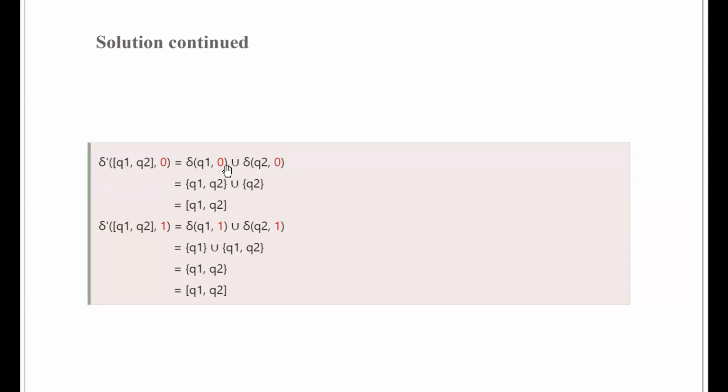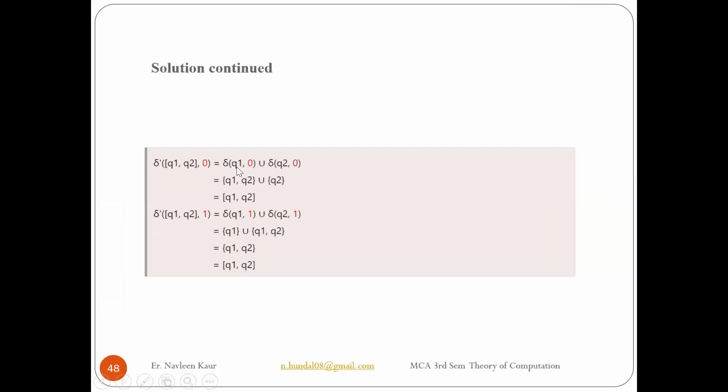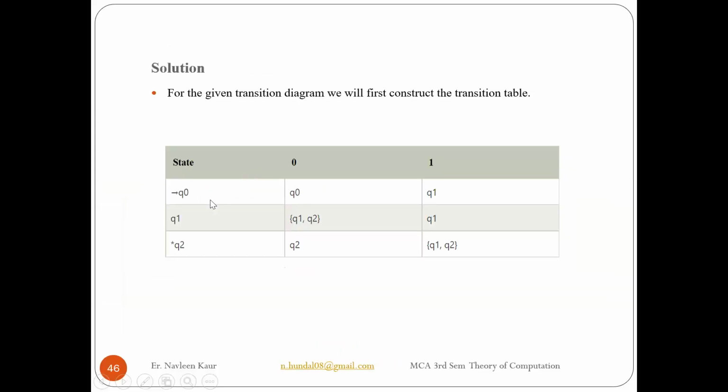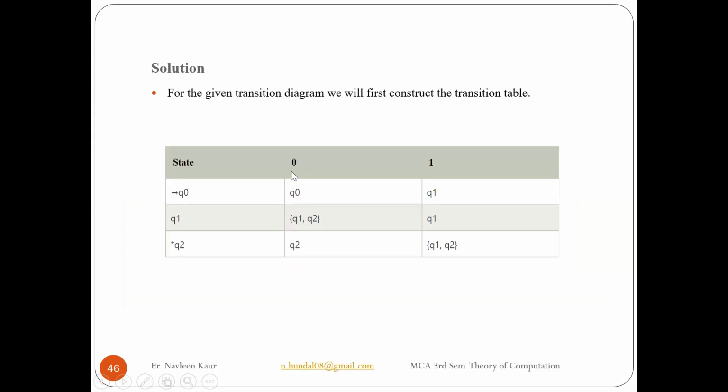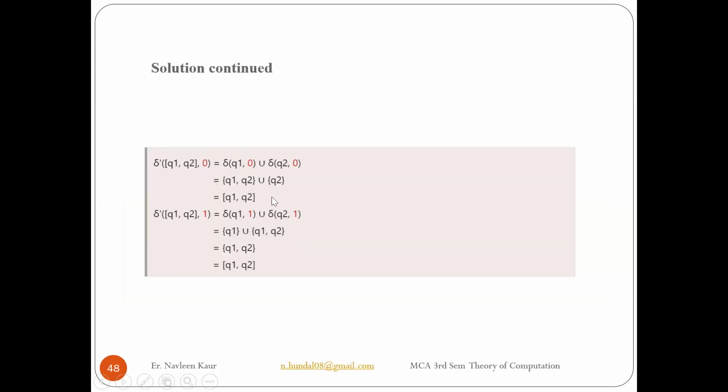Okay, so Q1 with 0. From where can I get the value of Q1 with 0? I have to go back here. Q1 with 0 gives me Q1 comma Q2, so I am writing Q1 comma Q2 here. And Q2 with 0 gives Q2 only. So there is a combination of Q1 comma Q2 union Q2. Whenever there is a union between two, you always take both and just remove the repetition. So both are Q1 and Q2.